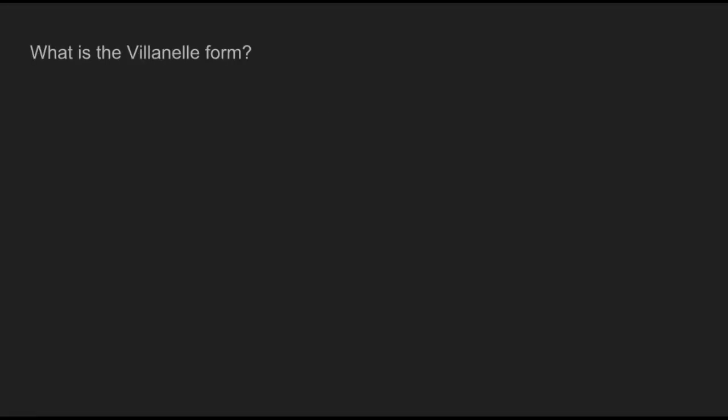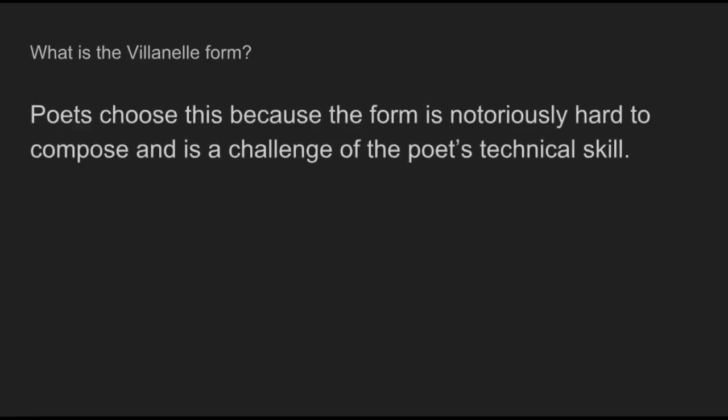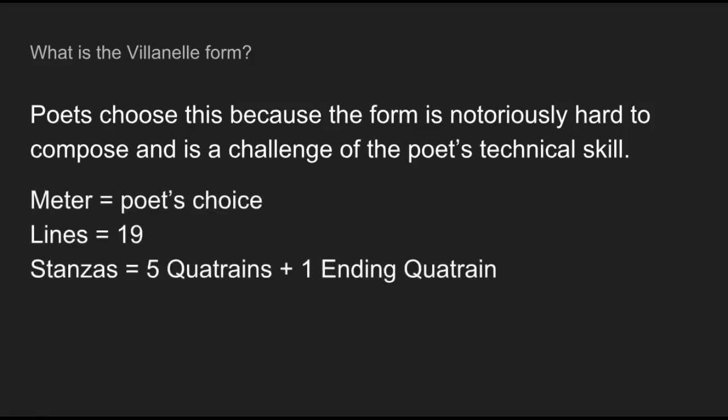Okay. Villanelle form now. This is the most interesting and difficult one. Poets choose this form because it is notoriously hard to compose and is a challenge of the poet's technical skill. The meter, a lot of times, is the poet's choice, but there are 19 lines. And the stanzas: 5 tercets plus 1 ending quatrain.